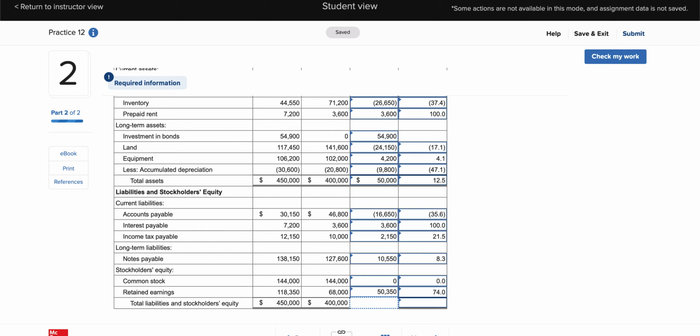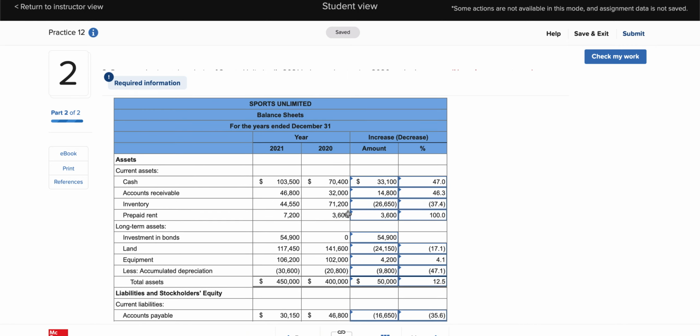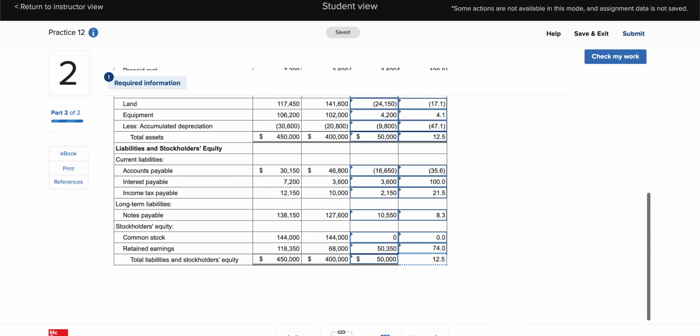When we look at the total liabilities and stockholders' equity, $50,000 is our increase, and that again represents 12.5%. And obviously, because total liabilities plus stockholders' equity have to equal total assets, those two lines should be the same. That is the horizontal analysis method there. And again, we are going horizontally, and this is why we call it horizontal analysis.